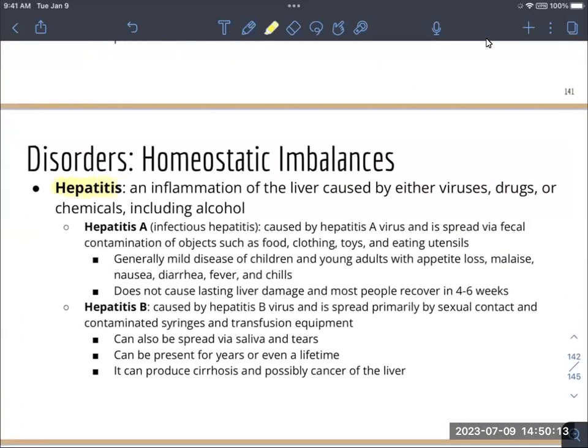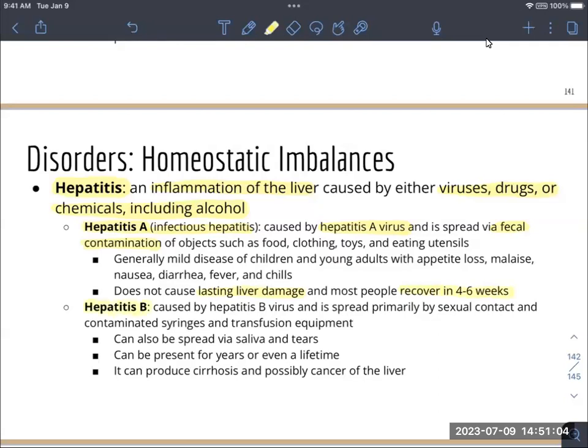Hepatitis. Hepatitis is an inflammation of the liver. It can be because of a virus, drugs, chemicals, or alcohol. Hepatitis A is an infectious type. It's caused by the hepatitis A virus, and it is spread through fecal contamination. It can be mild in children and young adults. In older people, it's on the recommended vaccine list for people over 40, because by this time you're going to see a lot more effects from it. The nice thing is it doesn't cause long-lasting liver damage, and they usually recover in 4 to 6 weeks.